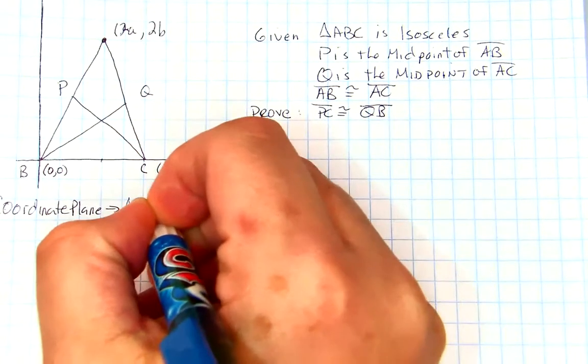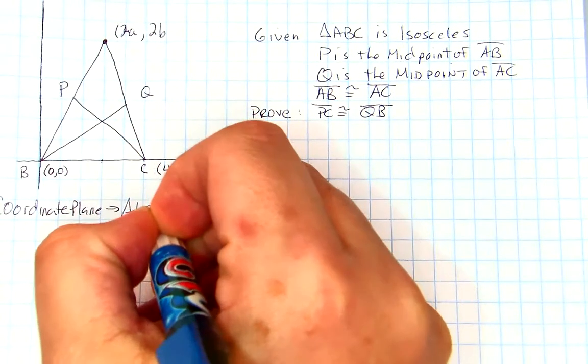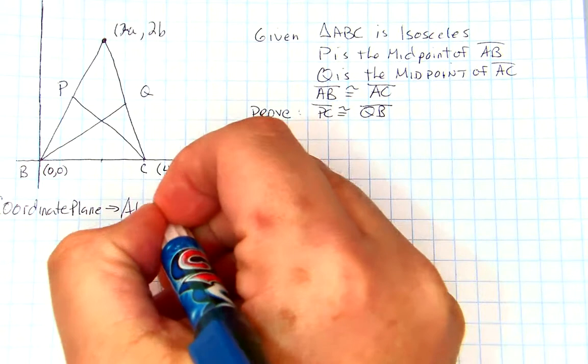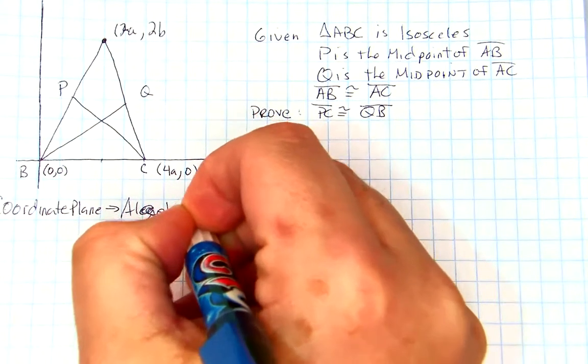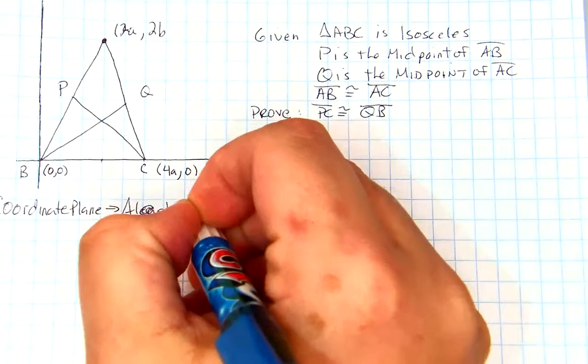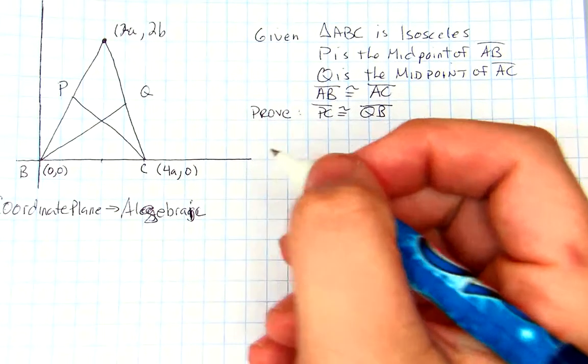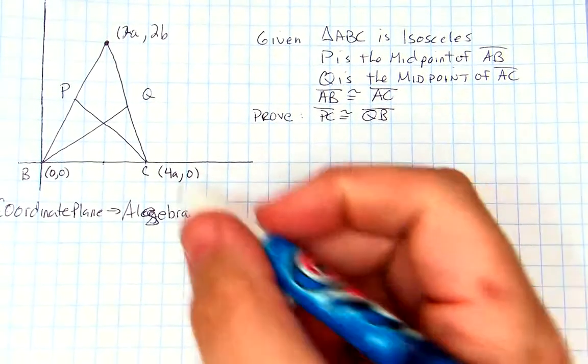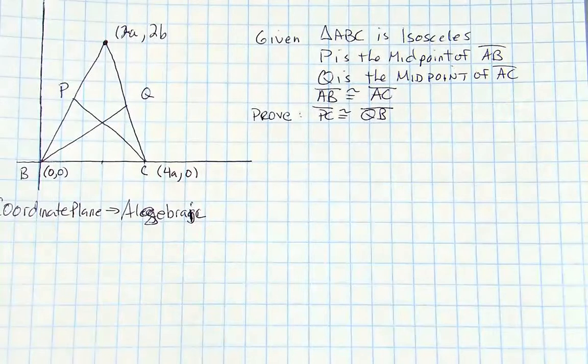This is going to lead us to what we call an algebraic proof. Wow, this is bad. Well, it's not even 9 o'clock. I'll white it out. I'll make it better.